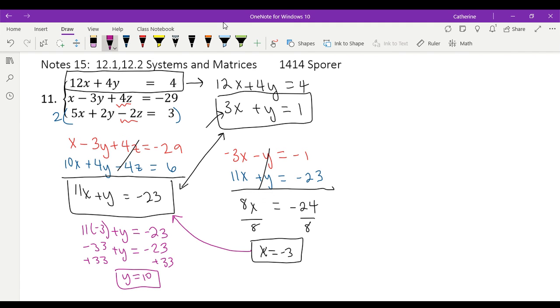Okay, now substitute both this x and y value into one of the original equations with z. Maybe we'll just choose the last equation. 5x plus 2y minus 2z equals 3. Plugging in y equals 10 and x equals negative 3.